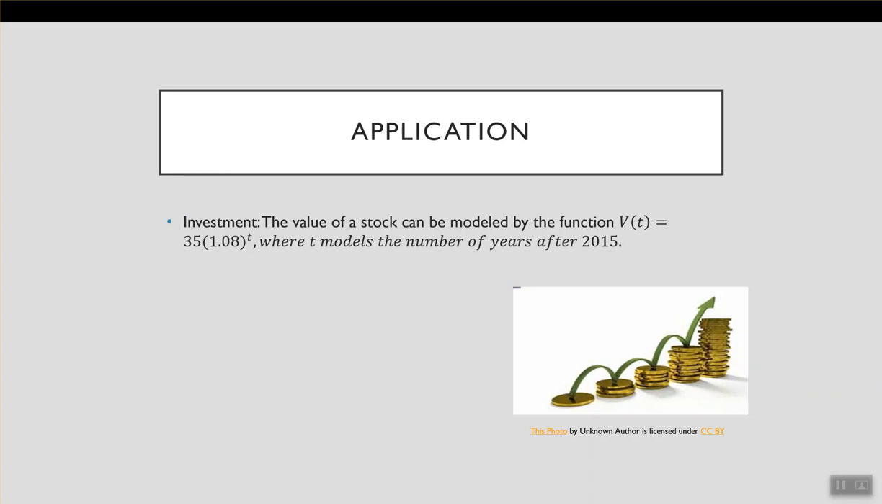The first one, I thought, let's do something positive, which would be an investment. So say we have the value of a stock can be modeled by the function v of t is 35 times 1.08 to the t. T models the number of years after 2015. So we're assuming we bought this in 2015 and it only went up. Great investment, right? So let's see what would happen. So let's start with finding the value of the stock in 2018.